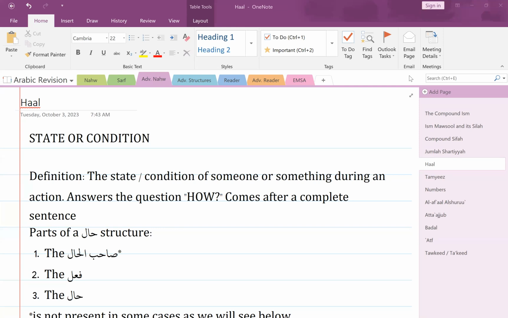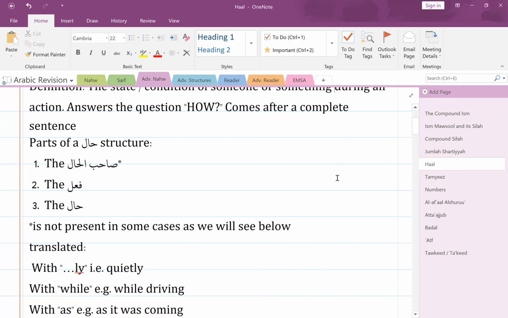For example, in Arabic, ذهب is a complete sentence. So if I just say ذهب, he went, complete sentence, it's done. So I can bring a hal after the word or the verb ذهب. Okay.